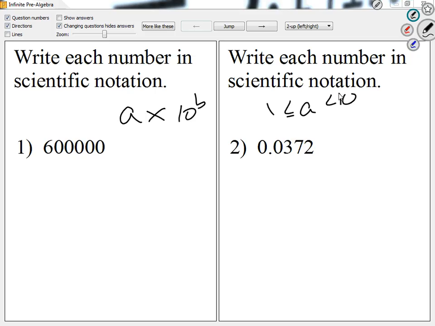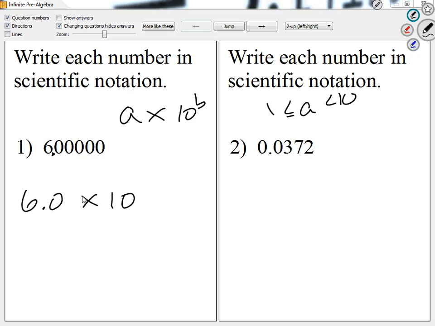Remember, I want to write it in the terms of A times 10 to the B, and A has to be between 1 and 10, but not too big. So if I look at number 1, that's 600,000. That's obviously not between 1 and 10. Where would you place a decimal in there to make this between 1 and 10? Behind the 6 is right. So I'm going to write this as 6.0 times 10 to the something.